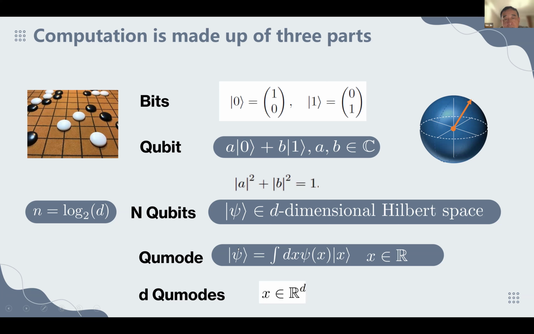There's also a direction called continuous variable. Instead of using all these vectors, here all these qubits are vectors, you can use a continuous variable, okay? x is a continuous variable. And then, of course, a qumode representation is this continuous variable representation for one qumode. If you have d qumodes, then you can represent vectors in d-dimensional space.